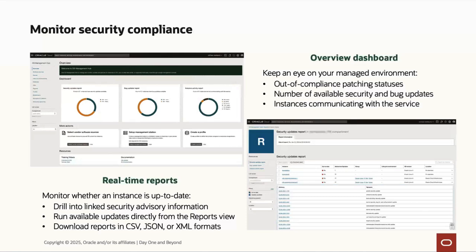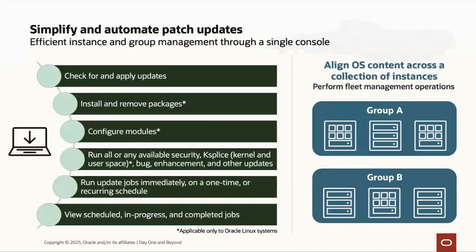So how does OS Management Hub simplify and automate updates across distributed environments? There are different ways you can manage instances at the individual level. You can see instance details, check and apply updates, install or remove packages. And for Oracle Linux 8 and 9, you can even manage modules. You can also schedule update jobs to run only once or on a recurring basis.